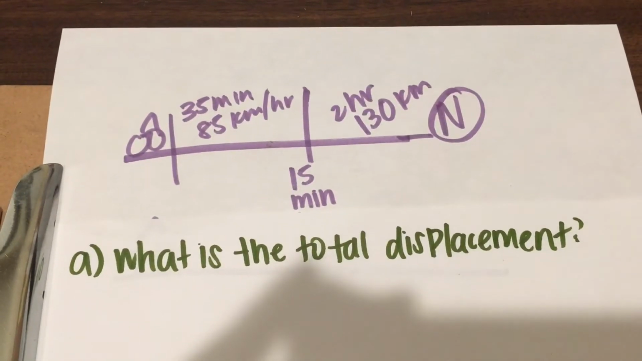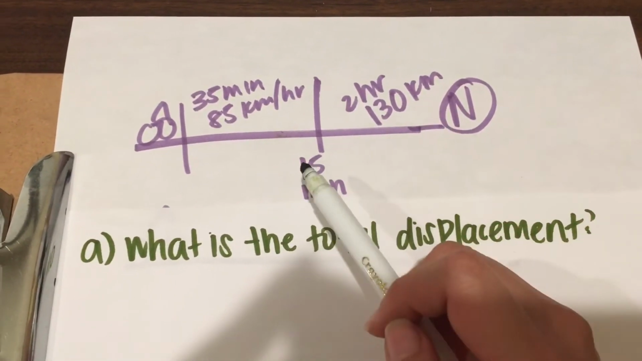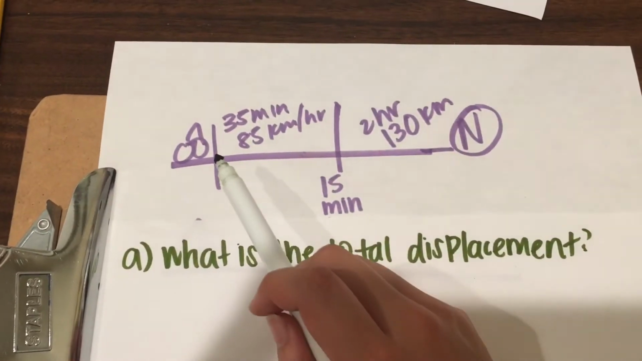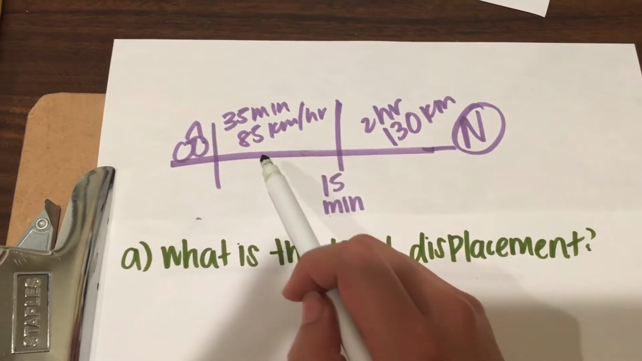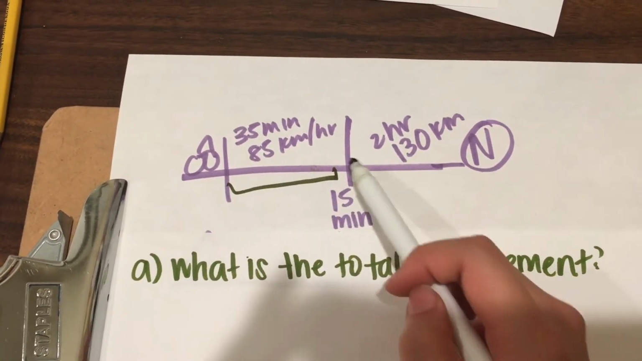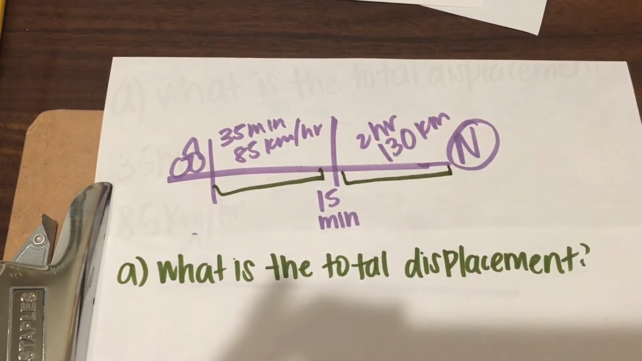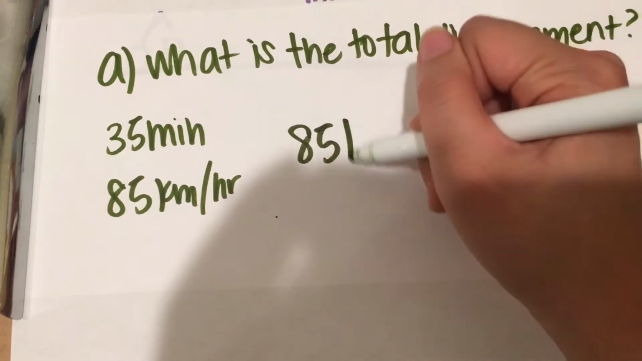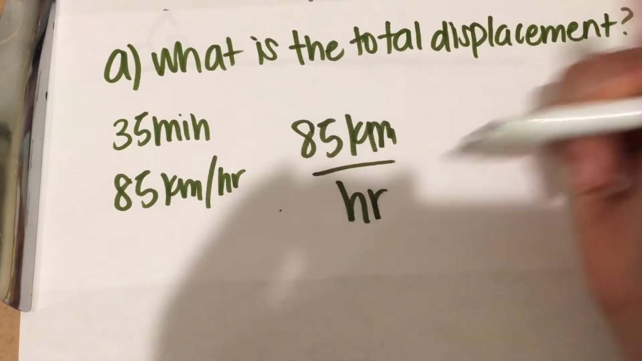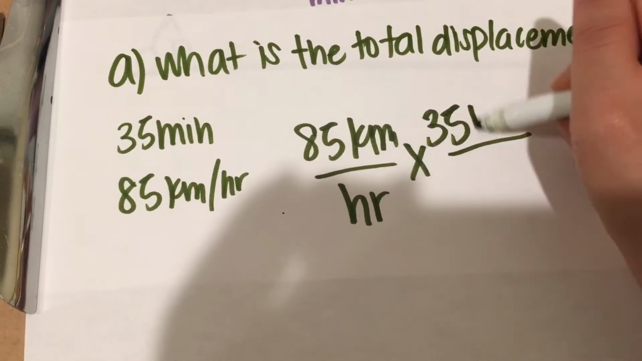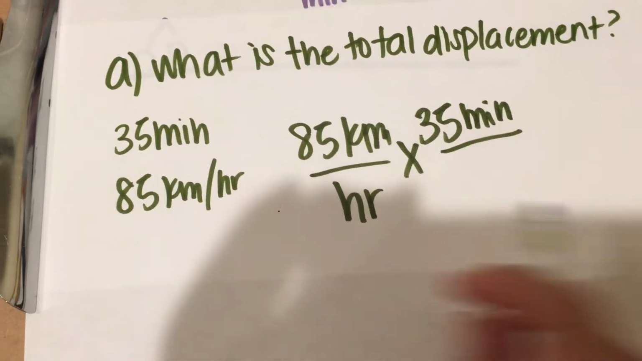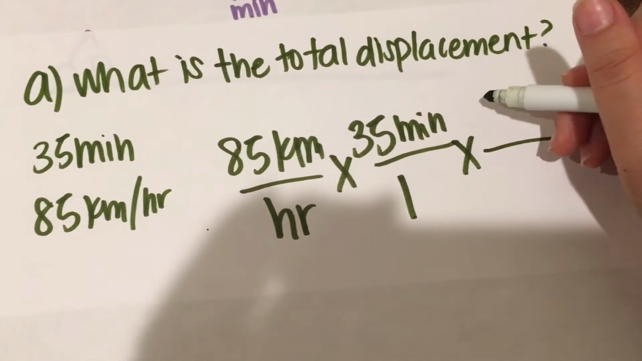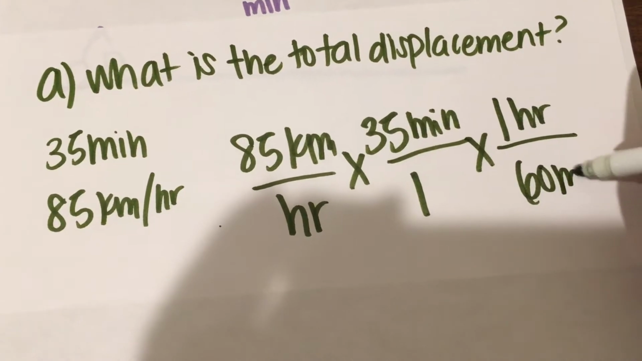This question is basically asking how far or how much distance was covered by the motorist from his starting point. To do this, we're going to figure out how much distance was covered by the motorist in this first section and add that to how much distance the motorist covered in the second section. To figure out the distance traveled with this information, we're going to start out with 85 kilometers per hour and multiply that by the 35 minutes that were traveled in the speed. But because minutes and hours would not cancel, we would have to multiply this by 1 hour over 60 minutes.